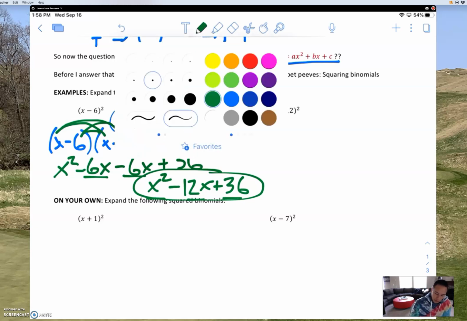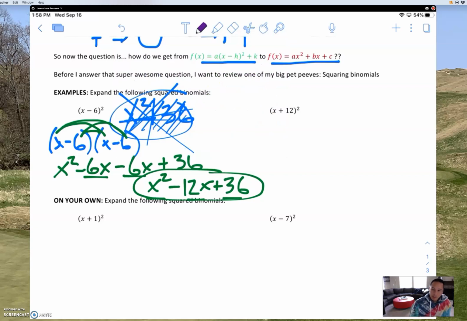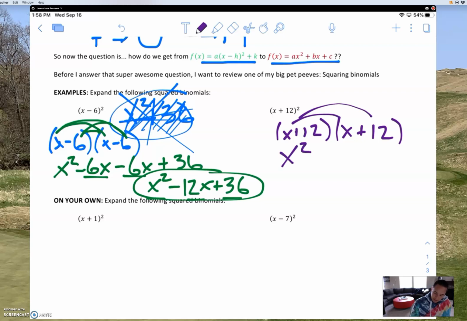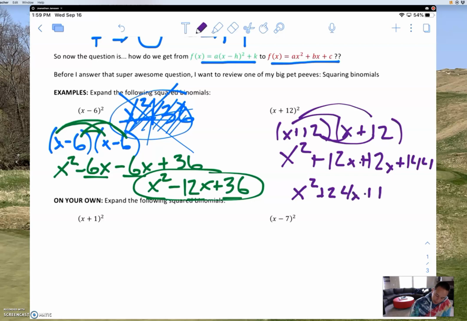So let's go ahead and do one more together. X plus 12 squared really just means x plus 12, that's a plus, times x plus 12. If you distribute the x, it's going to be x squared. X times 12 is plus 12x. Then you distribute the 12, so you get another plus 12x and plus 144. And if you combine those like terms, we get x squared plus 24x plus 144.